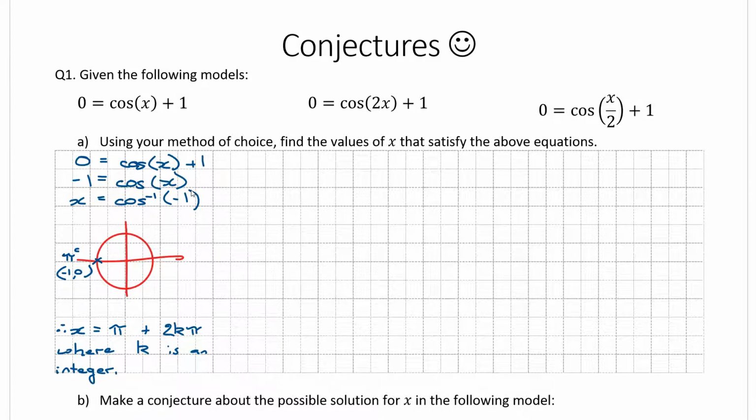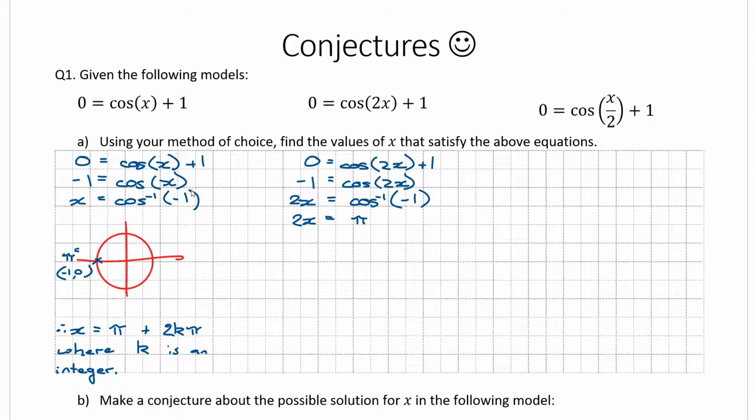Now going to the second model, we're going to go 0 equals cosine 2x plus 1, rearranging to solve. Negative 1 equals cosine of 2x, and then rearranging again, taking the inverse cosine function, we're going to get 2x equals the inverse cosine of negative 1. And I'm not going to do the unit circle again because the one we have on the left is completely adequate. But what we'll find is that 2x is equal to pi.